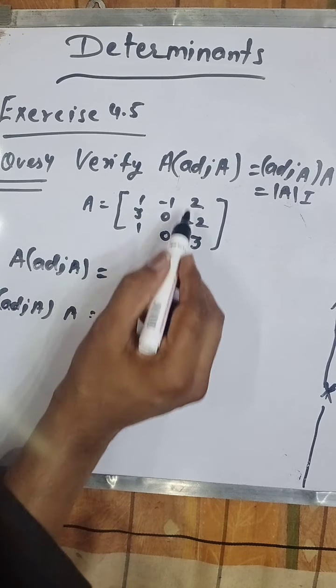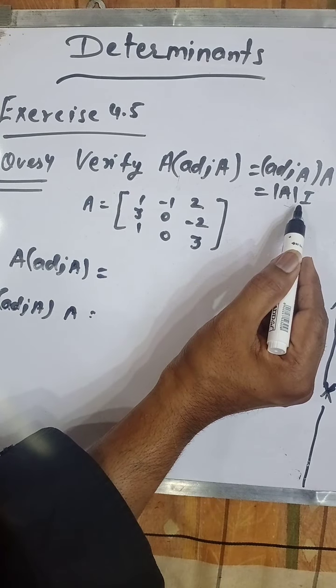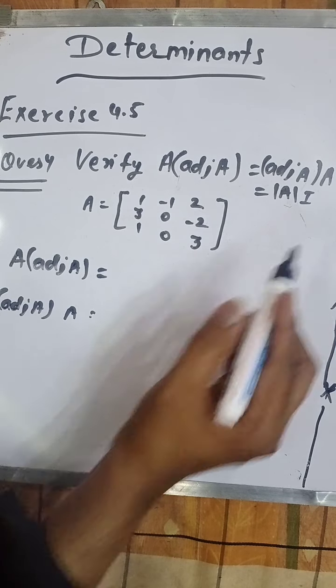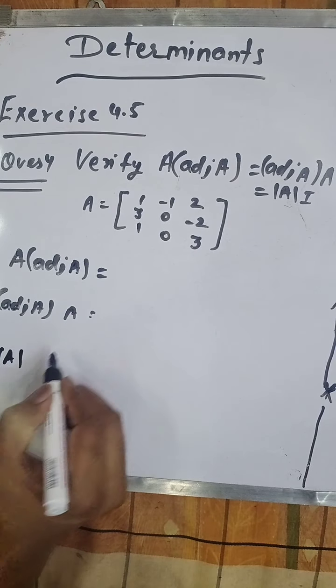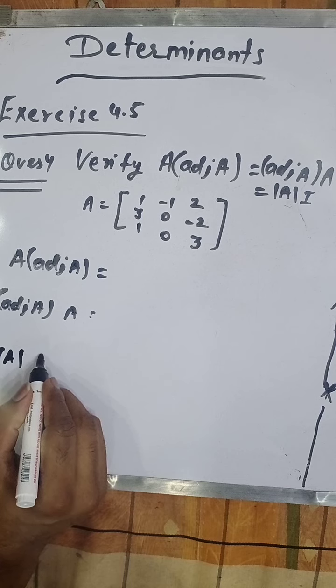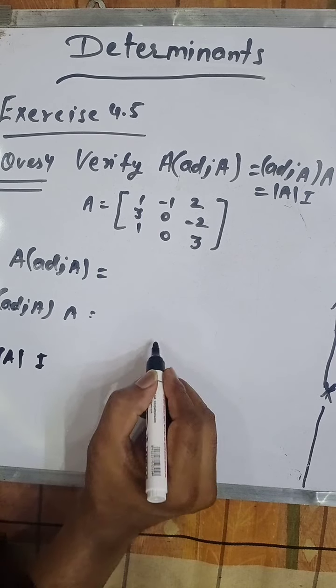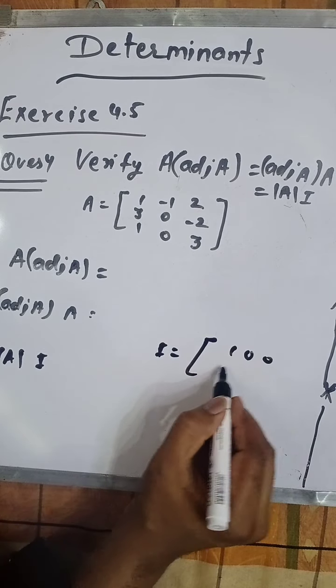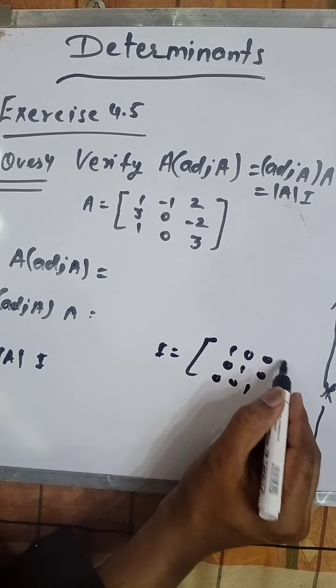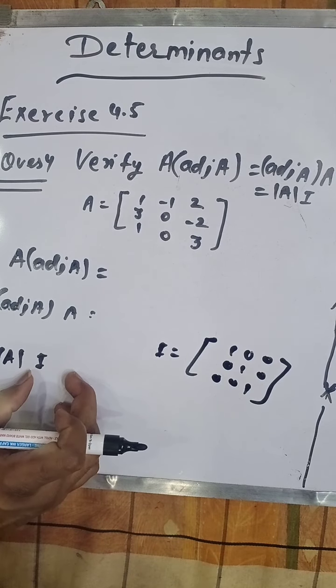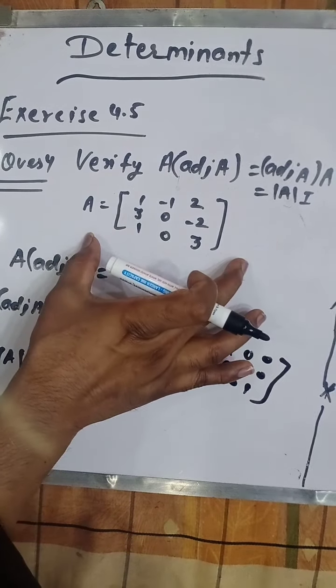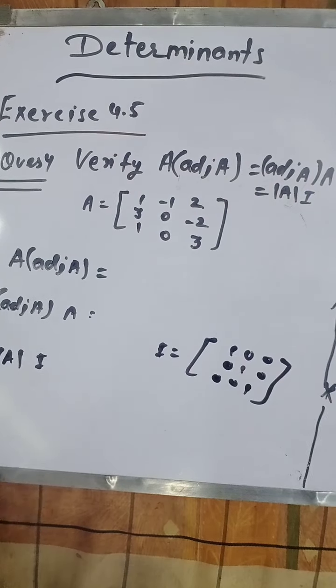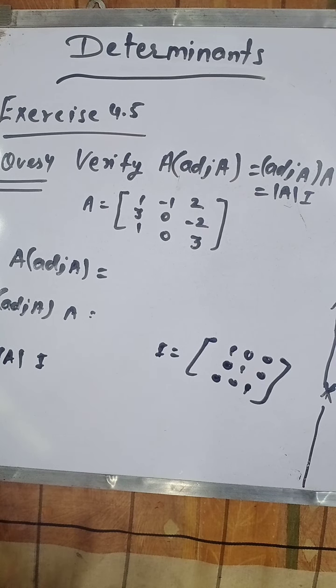First you have to find the determinant of A, and then I, the identity matrix. The determinant of A you can calculate, and I is given to you. I is the identity matrix, so as you know, I is equal to 1 0 0, 0 1 0, 0 0 1. You have to write this value in place of I, and the determinant of A you can calculate after evaluating. If all three parts are equal, then it's verified. So this is how you can solve question number 4.